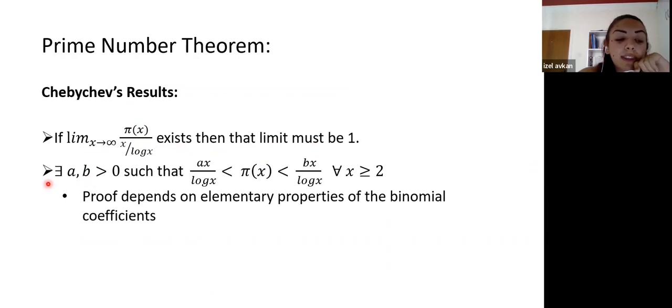Then he showed that there exist some constants a, b greater than 0 such that π(x) is bounded below by ax divided by log x, and bounded above by bx divided by log x, for all x greater than or equal to 2. And he showed his claim by using the elementary properties of the binomial coefficients. All the evidence suggested that a and b were getting closer and closer to 1. However, as they get closer to 1, the proof becomes more and more technical.